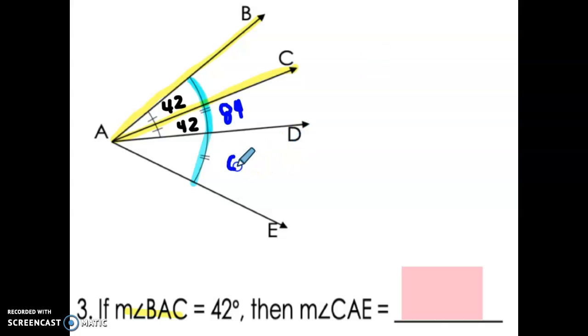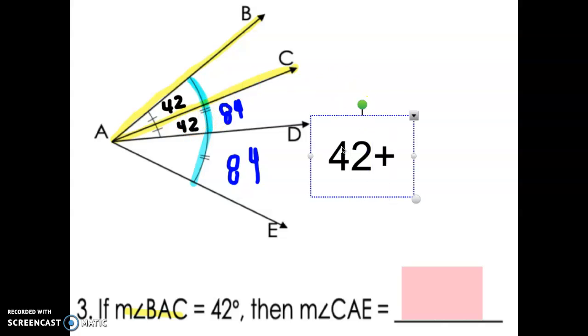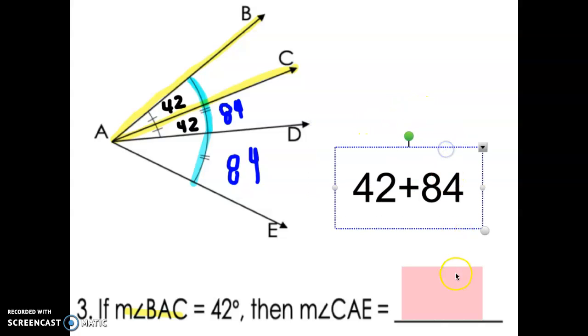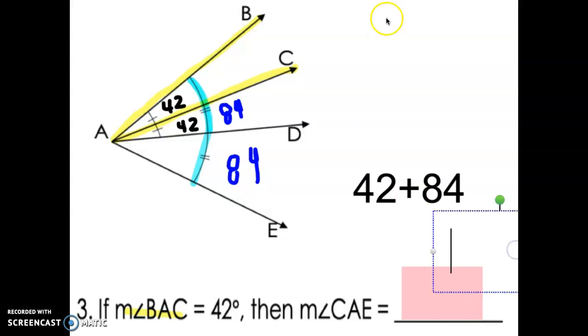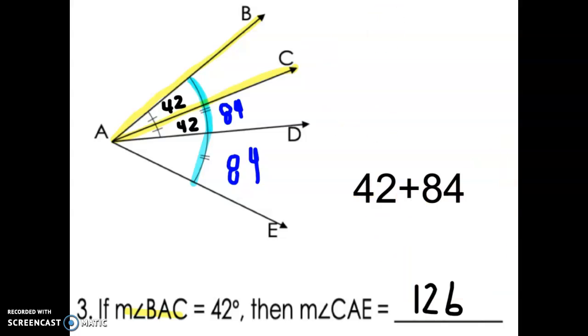And now we can actually solve the problem. So we need to find the measure of angle CAE. So that's going to be whatever 42 plus 84 is. So you're going to do 42 plus 84. And when you put that in your calculator, we get that the measure of angle CAE is 126 degrees. Remember, angles are measured in degrees.